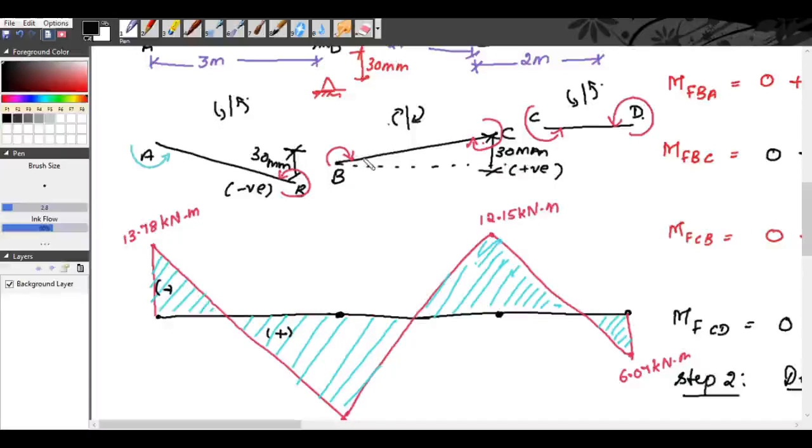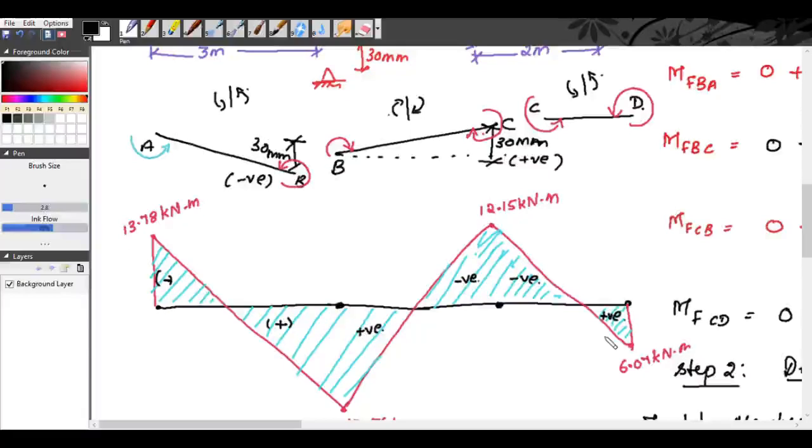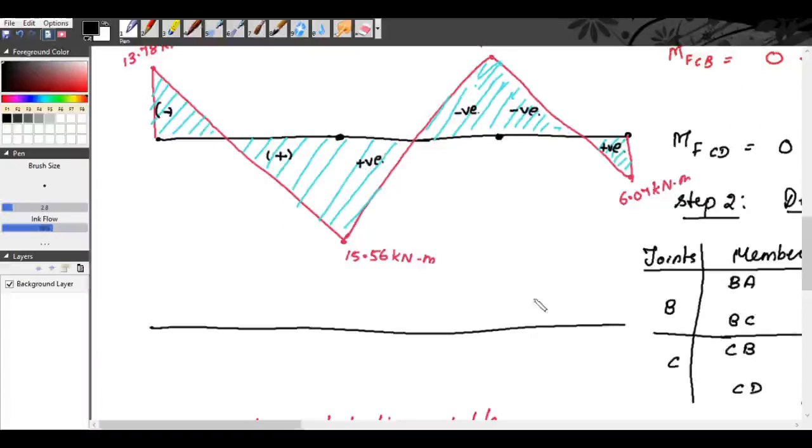And in this portion you have positive, here you have the negative, here it is negative, and here it is positive. Okay. Now our deflection diagram will be, see, change from plus to minus or from minus to plus. So here we have a point of contraflexion.